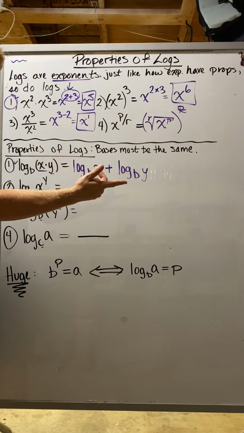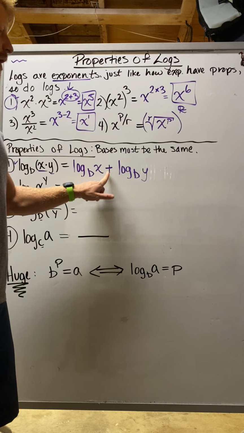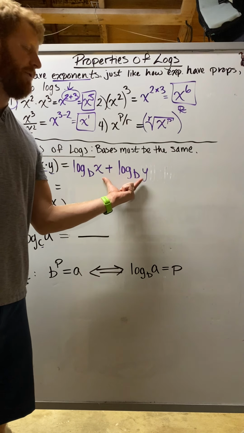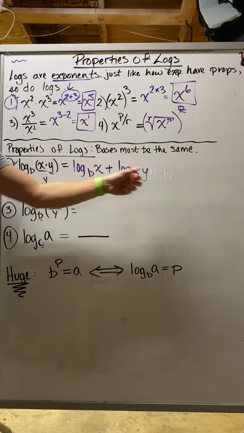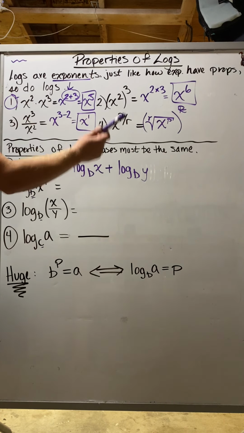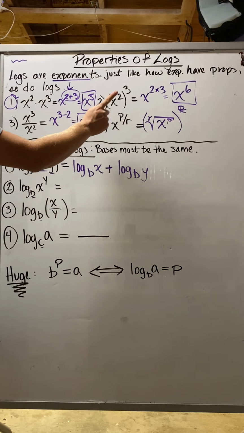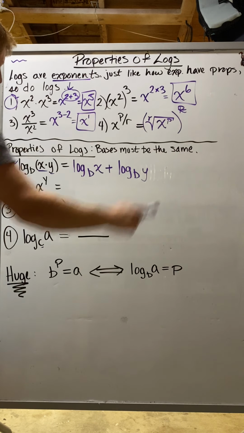Now, the flip side of this is if you see two logs with the same base being added together, what that's really telling you is that both of these arguments can be written as a single log with multiplication being done to them. Okay, and you're going to see that happen across all of these. All right, property number 2. A log is an exponent, and it's being taken to an exponent. Well, just like property number 2 in exponential expressions, when we have powers raised to powers, we times them together.